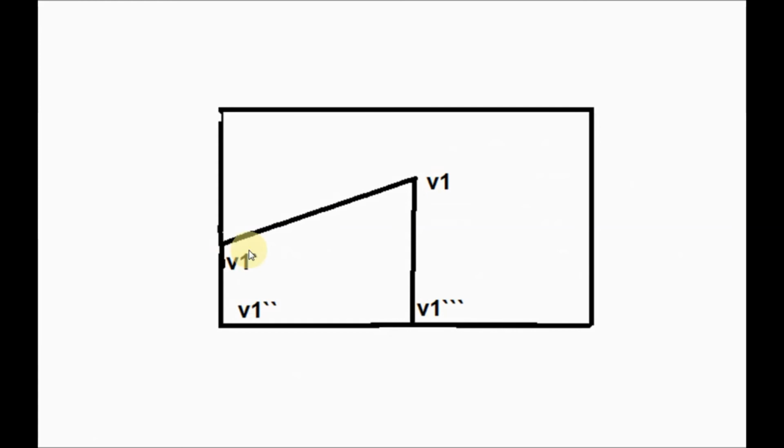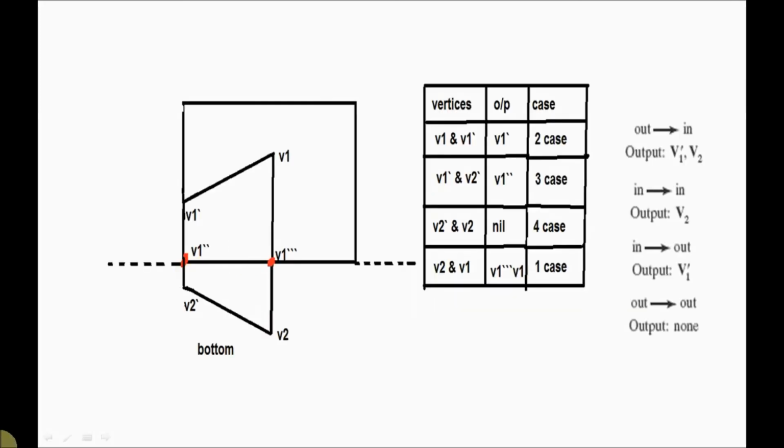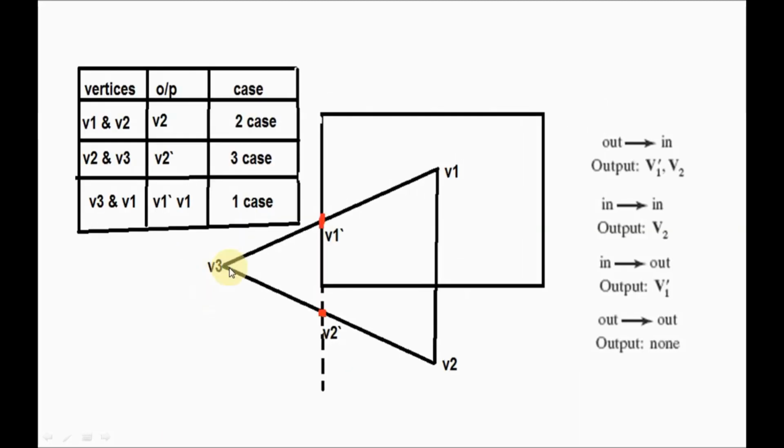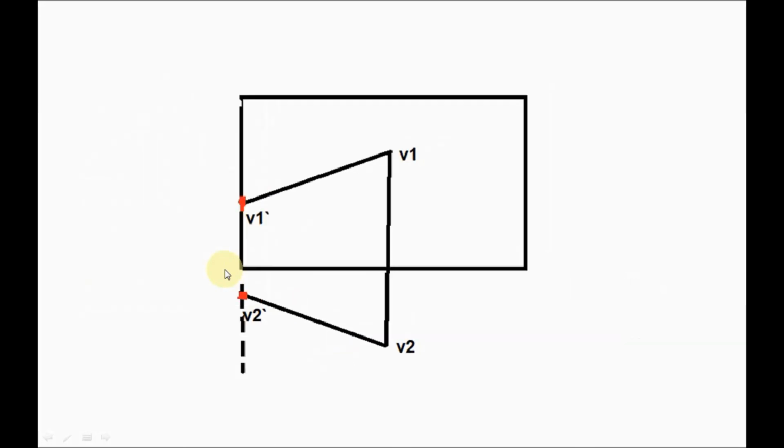On the left side, you know that I clipped it. On the right side, all the points were inside, so no clipping takes place. On the top side, again no edges were in the top side, no clipping. On the bottom side, two vertices were clipped. On the left side, v3 was clipped. On the bottom side, v2 and v2 dash were clipped. Right?